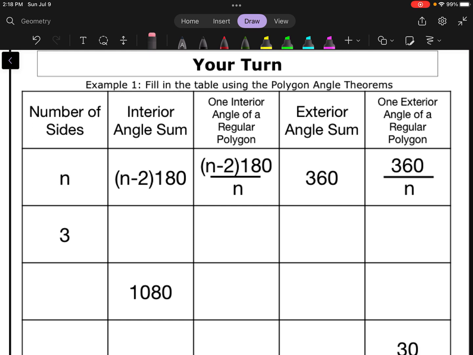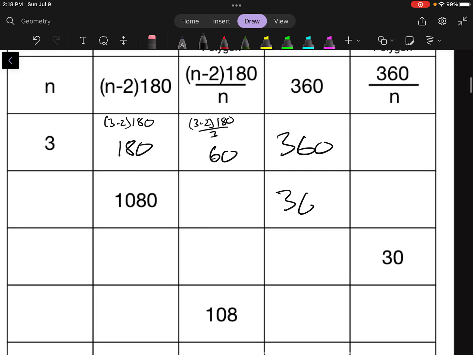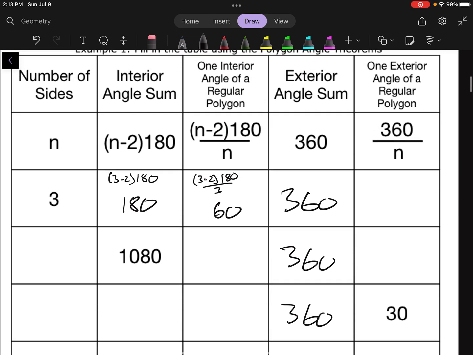Okay, hopefully that went well. So number of sides is 3. That means the interior angle sum you should have found by doing 3 minus 2 times 180, which is 180. For one interior angle of a regular polygon, that would have been 3 minus 2 times 180 divided by 3, which should have given you 60. The exterior angle sum is always 360. In fact, we can just go ahead and put this down for everything. That's never going to change. And then one exterior angle of a regular polygon, it should have been 120 by doing 360 divided by 3.